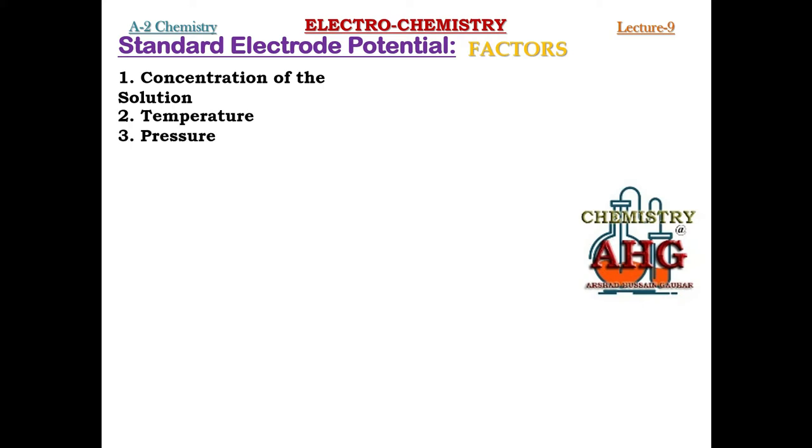First of all, we are going to start with what are the factors affecting standard electrode potential. First thing you must remember, there are three important factors that can change the numerical value of standard electrode potential of any half cell. Now, what are those three conditions that can have some effect on any half cell? Number one, concentration of the solution. Number two, temperature, and number three, pressure in case of gases only.